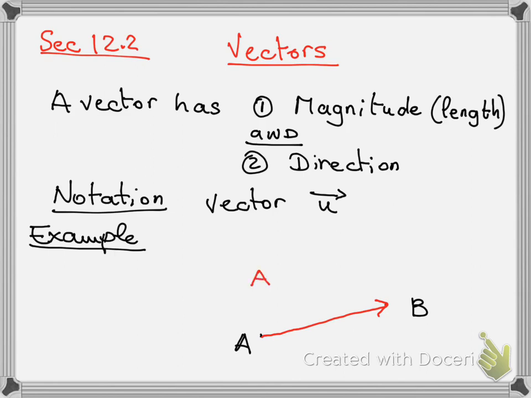So we have A, that's the initial point. You start at A, and the terminal point would be B. So we have the vector AB, that's AB with an arrow above it, the displacement vector from the point A to the point B. Again, A is the initial point, you go from A to B, and B is the terminal point.